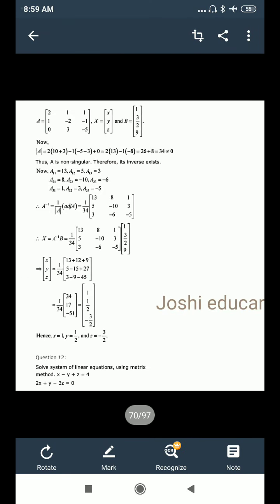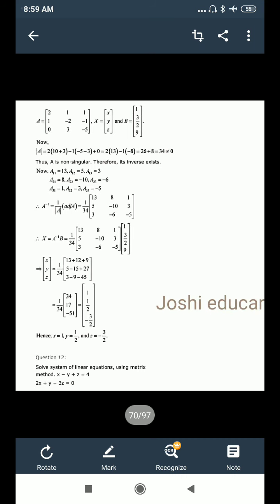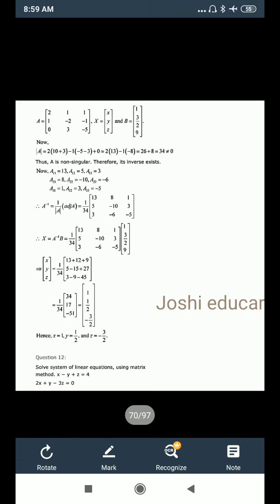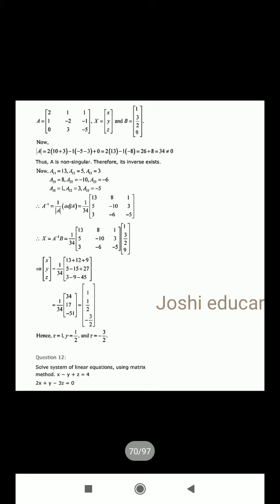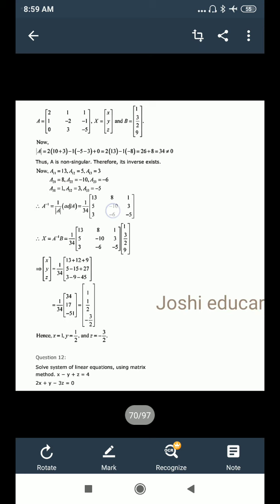Our first step is to find the value of determinant of A. You got it, it is not equal to 0, it is 34. So A inverse exists, means the system is consistent. Now what will you do? You will find adjoint of A. To calculate adjoint of A, all the cofactors are calculated over here. So you can try to calculate the cofactors first, and then A inverse is adjoint of A divided by determinant of A. So I have obtained A inverse in this. We know that X is equal to A inverse into B. So I will multiply this A inverse by B. You multiply both the matrices.